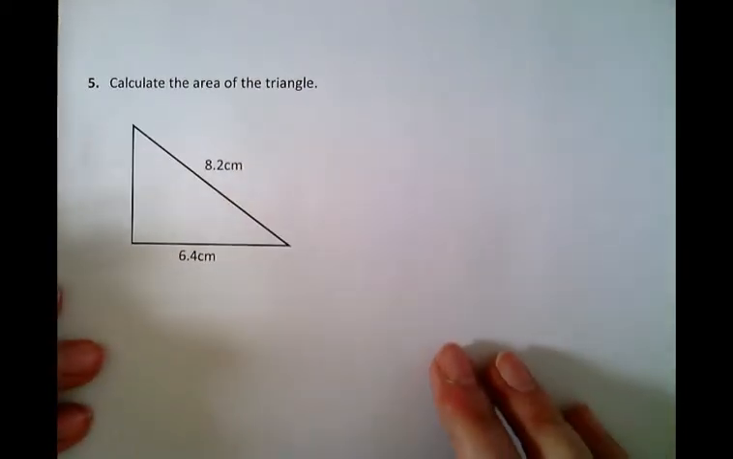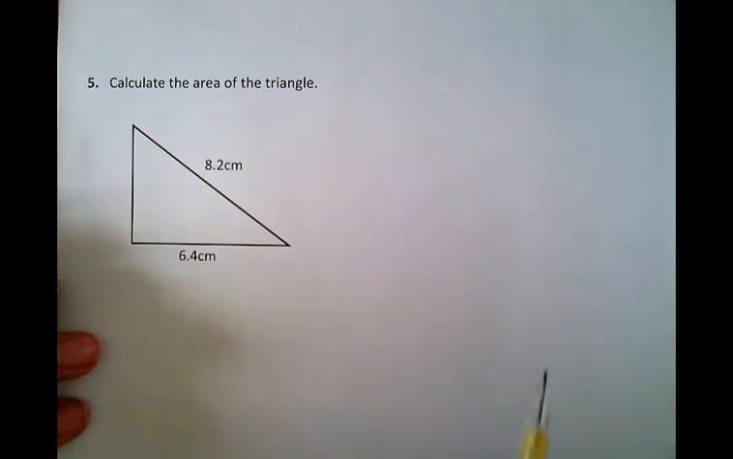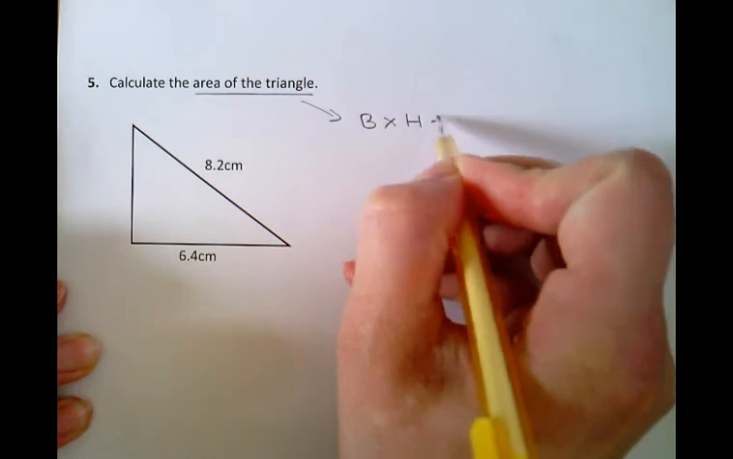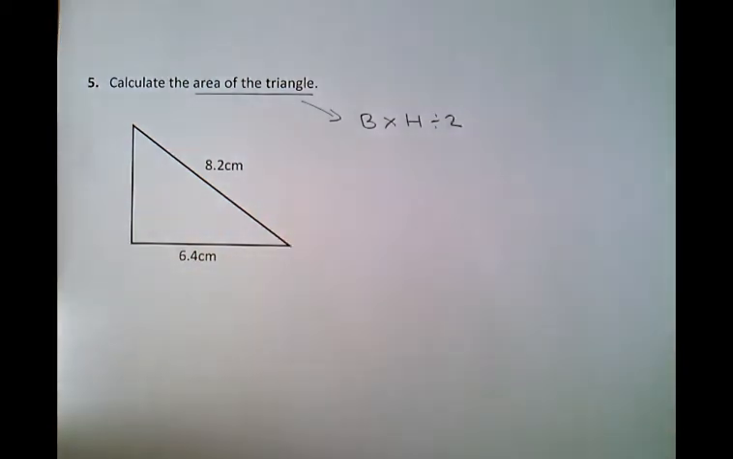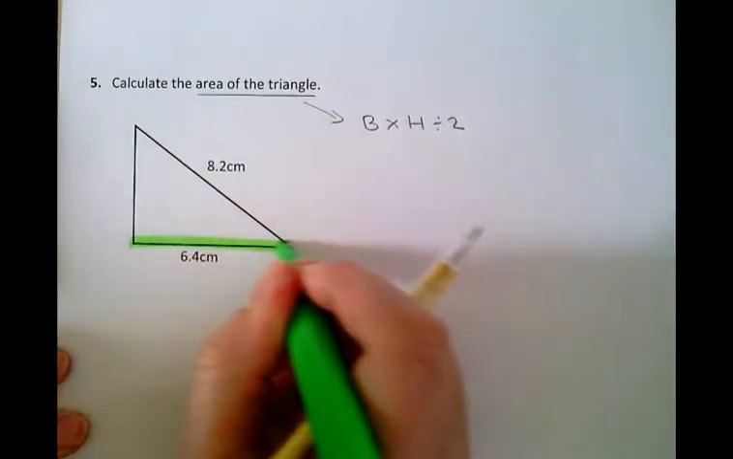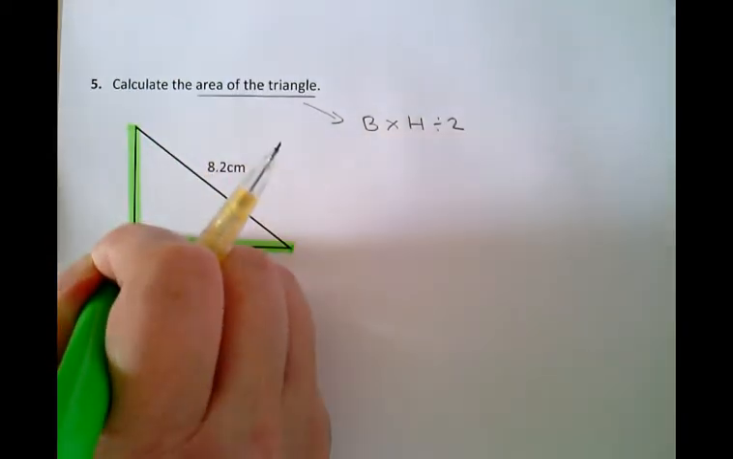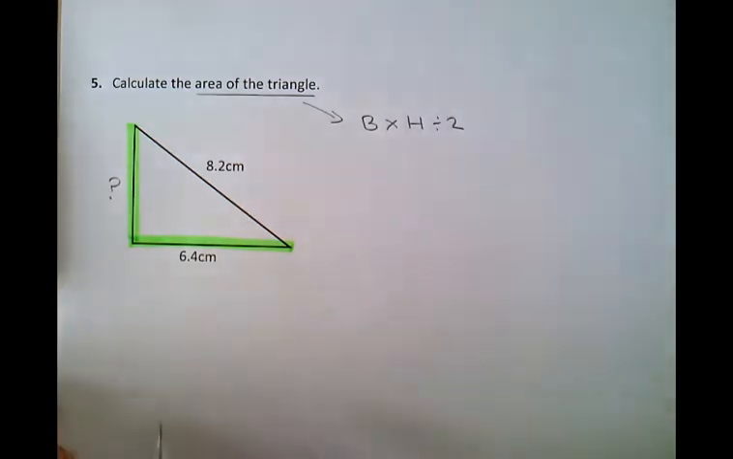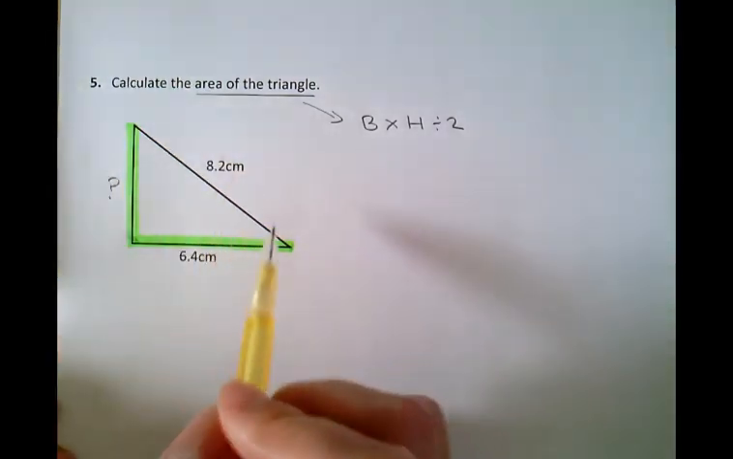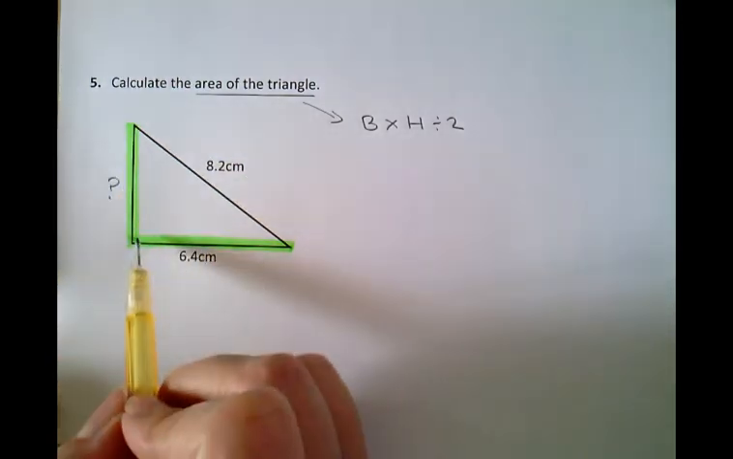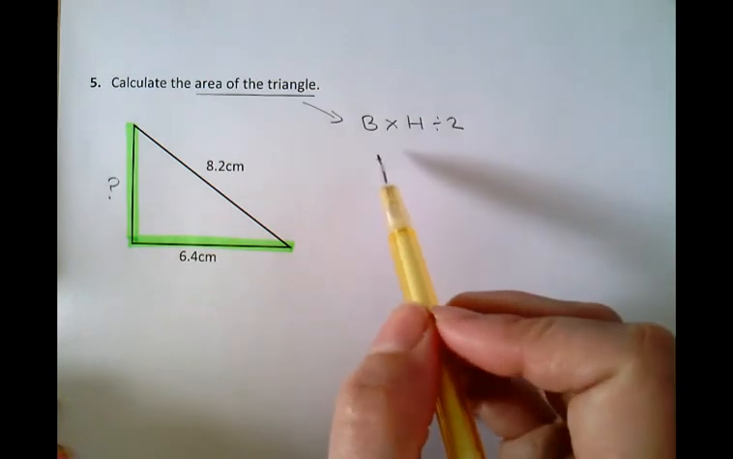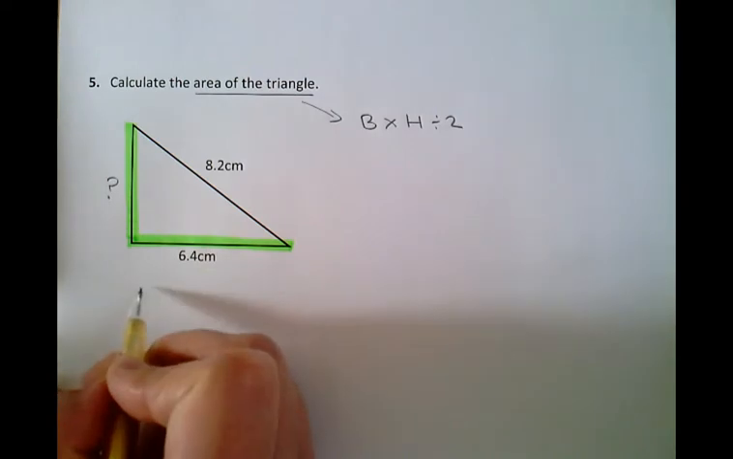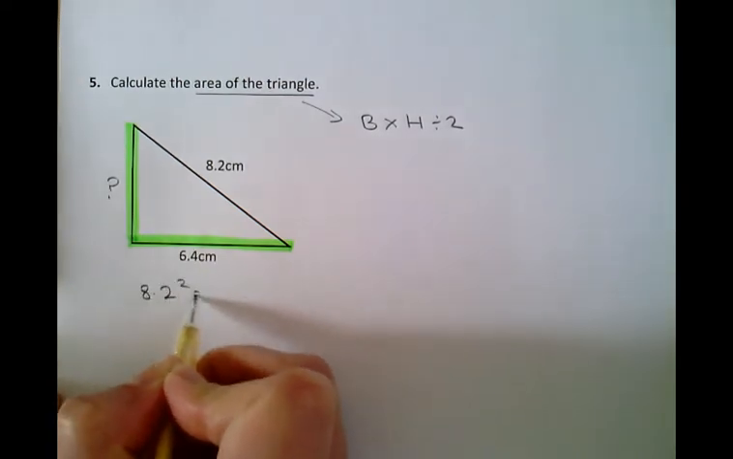Okay, question 5, calculate the area of the triangle. So the area of a triangle is base times height divided by 2, and the base is the distance going across, and the height is the perpendicular distance going up. We don't have that distance going up, we don't know what that is. So in this question then you're able to use Pythagoras to get the height first, and then use your area formula.